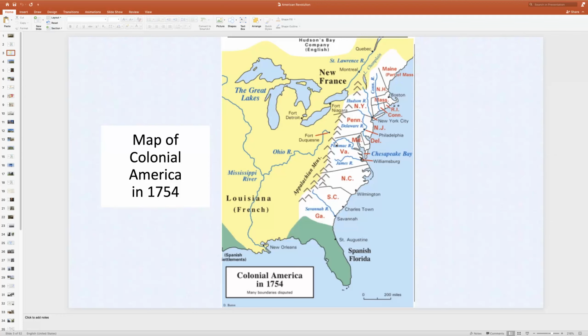So Dinwiddie hires Washington to go out there. In October of 1753, he leaves for the frontier and arrives there in December. He meets the French commander, and the commander says no. He said, we're not going to give this up. The country belongs to us. So George leaves and reports back to Dinwiddie. That ends that particular situation.